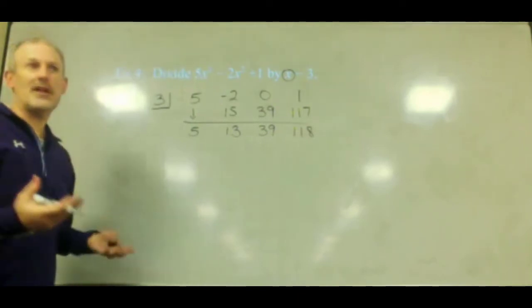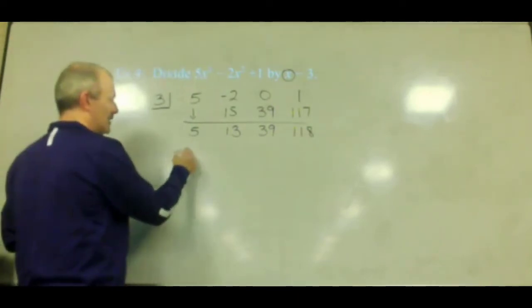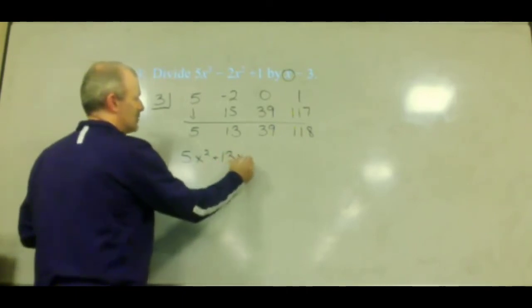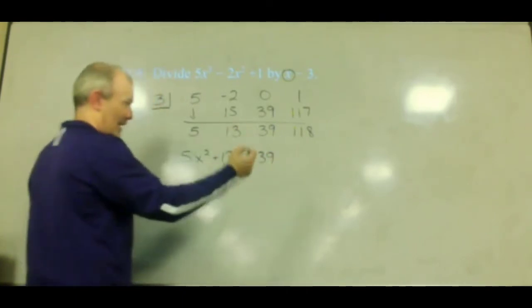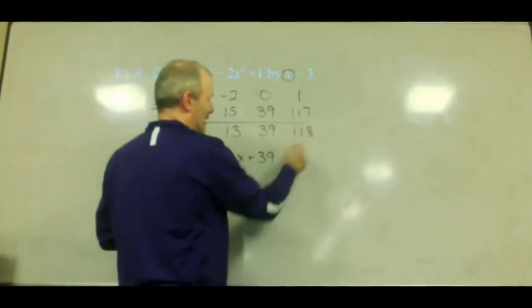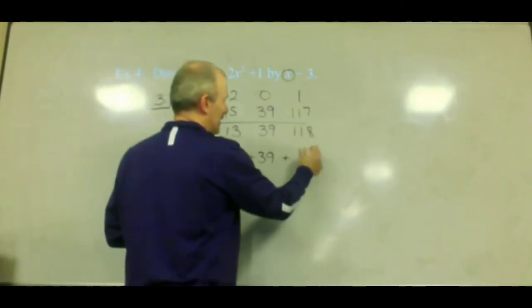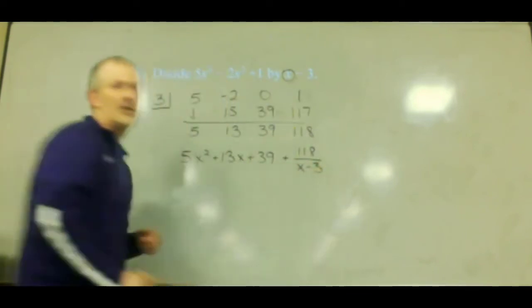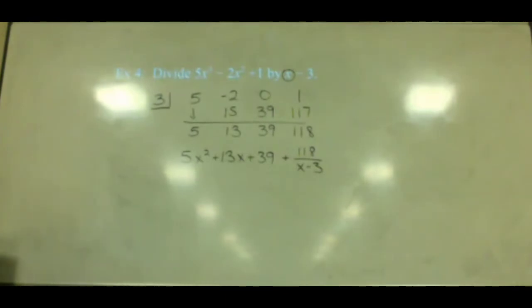So now what is our answer? 5 what? x squared. Perfect. Plus 13x plus 39. And then remainder 118. Or we could put plus 118 over x minus 3. Isn't that quicker than long division? Love this. But again, it only works if that's just an x that you're dividing by. If there's ever a number by it or something else, you can't use this method. No, you just do long division.